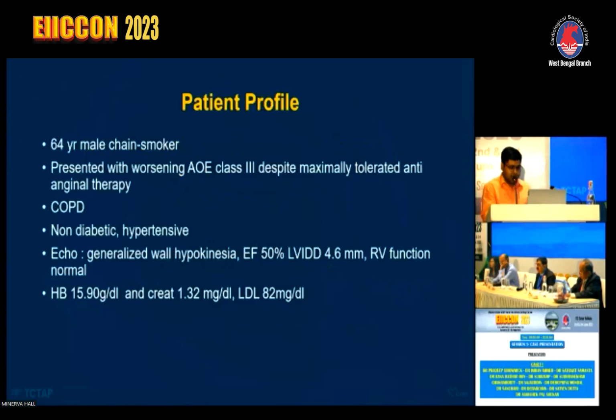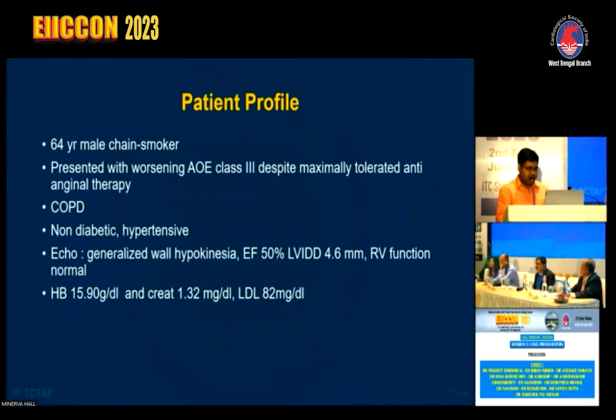So my patient, a 64-year-old male chain smoker, presented with worsening exertional angina of class 3, despite maximally tolerated anti-anginal therapy. He was a known case of COPD, hypertensive but non-diabetic. The echo revealed generalized wall hypokinesia with ejection fraction of 50% with good RV function. His hemoglobin was 15.9 with a creatinine of 1.32.